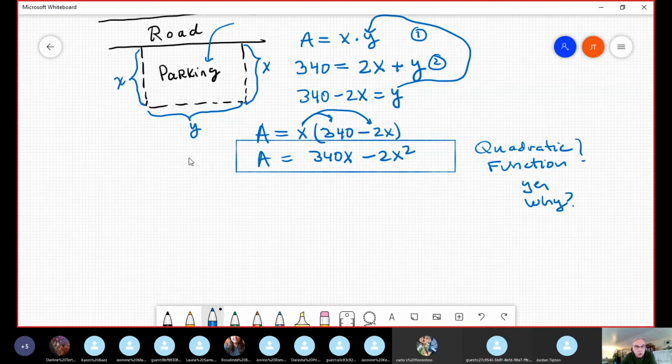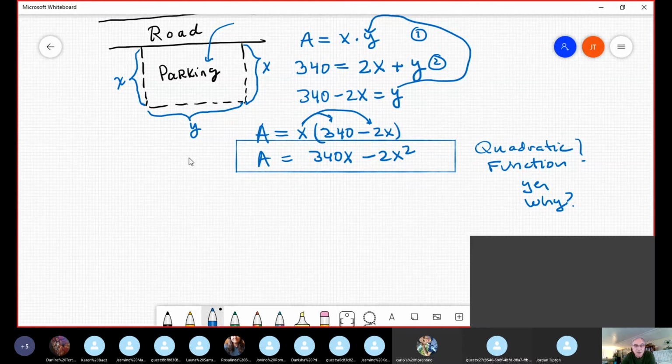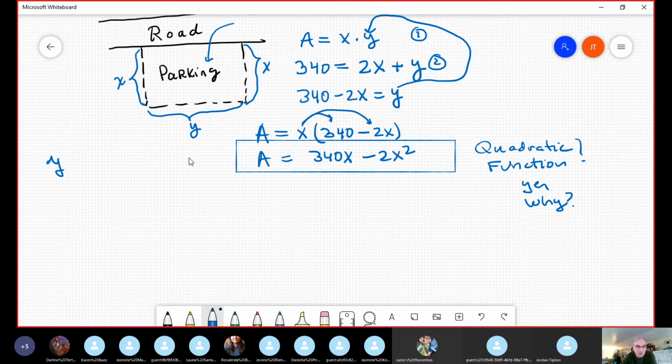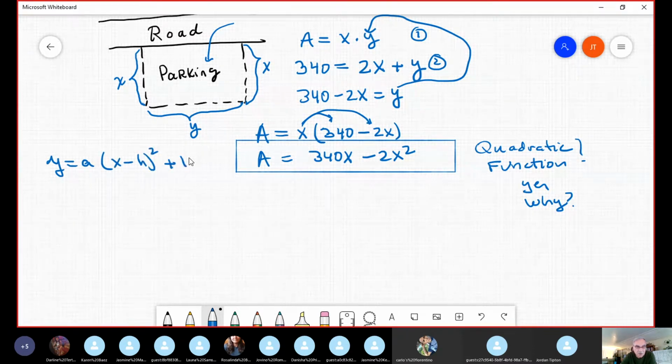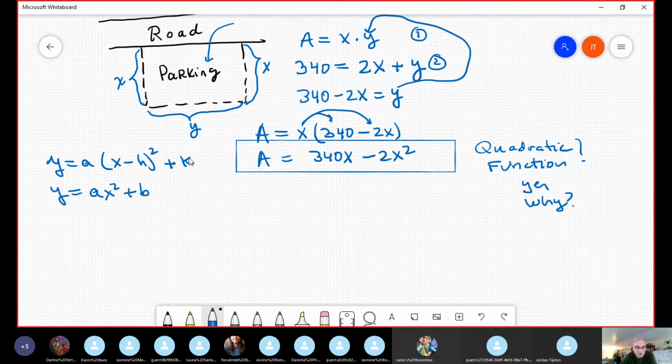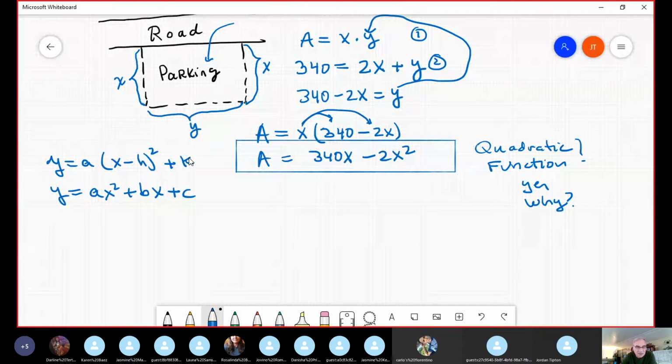Could you identify whether it's standard form or vertex form? Vertex. No, not vertex, because vertex form involves parentheses. Let me recall. Vertex form: y equals a times (x minus h) squared plus k. And the standard is the classical one you know very well, ax squared plus bx plus c. The second one is standard, the first one is vertex. We have no parentheses, so I suppose not vertex.